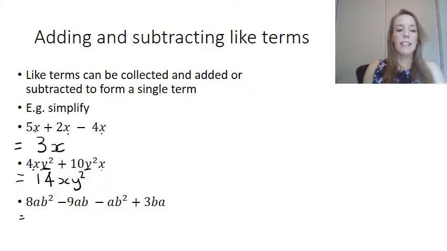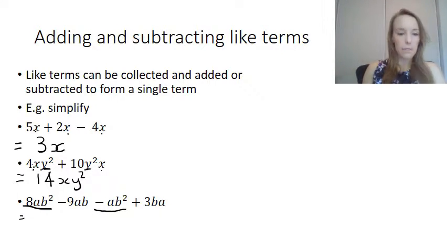Okay, for our third one, we've got 8ab squared, take 9ab, take ab squared plus 3ba. So we're going to look for like terms. The first one here, we have an ab squared. Our 9ab is not a like term because the b isn't being raised to the power of 2. However, here we do have b being raised to the power of 2. So we're going to underline that one because it's a like term, and that's all we've got.